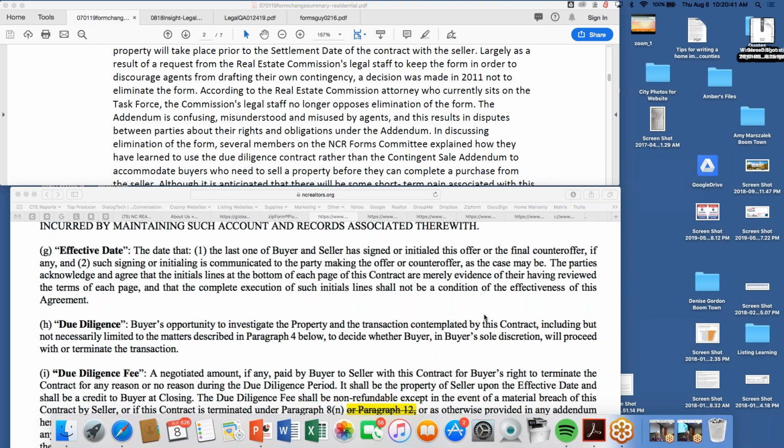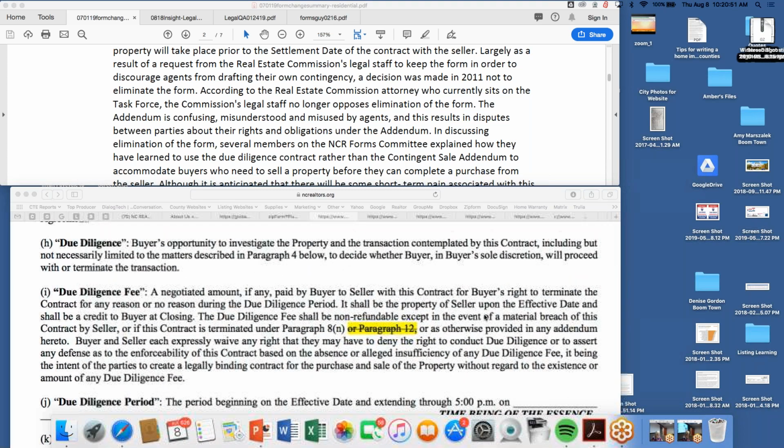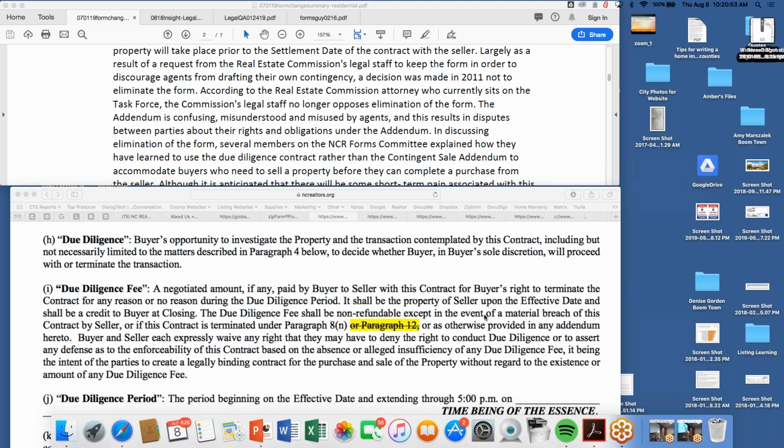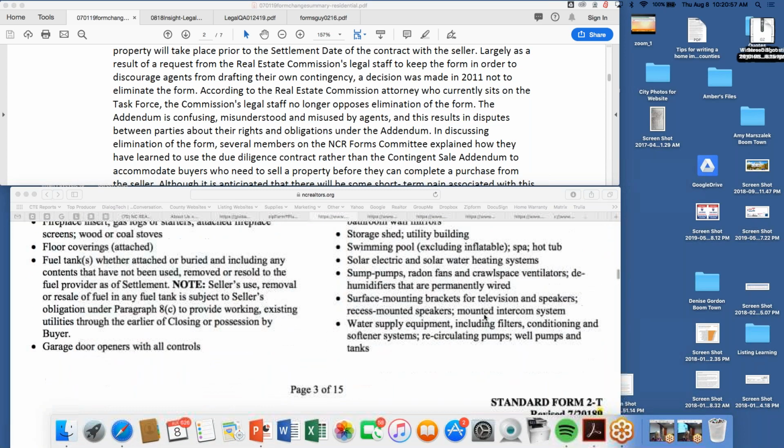Any other questions before we move on and really get into the contingent sale addendum and the elimination of it and what to do today if you have a contingency? So as we move on, we're going to go down to 4C now. Can everyone see in the format that I have here?